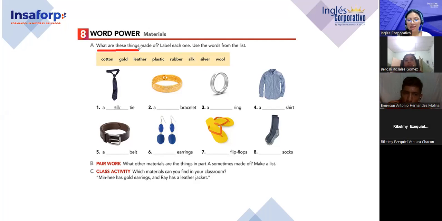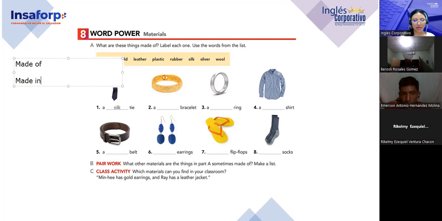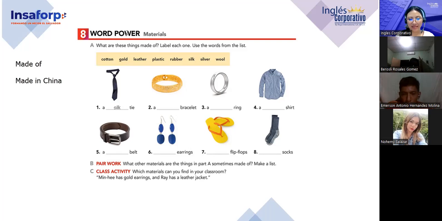What are these things made of? Take a look at this verb. Made. Okay, let me repeat this one. Made of. ¿Han visto esta expresión, chicos? Made in China. ¿Sí lo han visto? ¿De dónde está hecho? ¿En dónde está hecho los productos que tienen esta etiqueta? Made in China. Not really. It's not made in, it's made of. Aquí dice, miren, made of. ¿De qué está hecho? Made of. Hecho de. Queremos conseguir información del material. Look at this one. Do you see here?